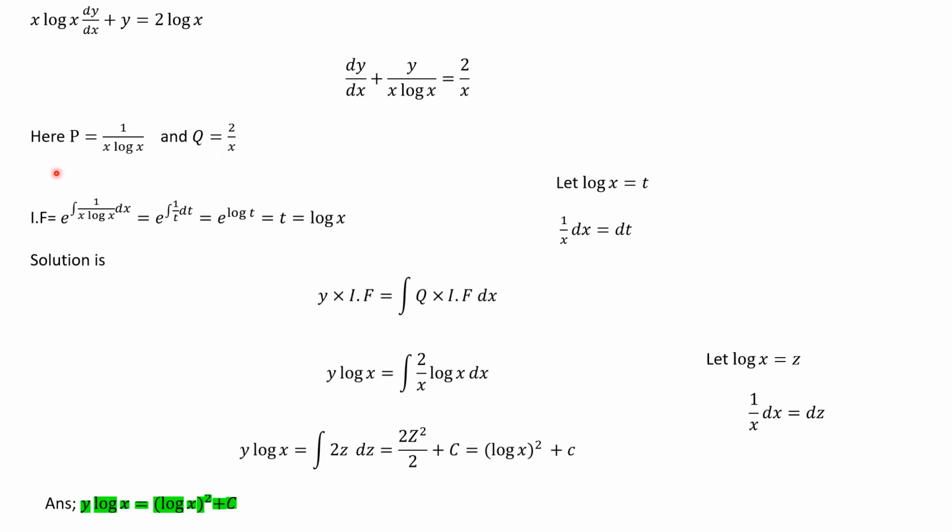Again we know that the integrating factor is e to the power integration of P dx. So by solving it we can find it as log x, and again we know that the solution is y into integrating factor is equal to integration of Q into integrating factor dx. So by putting the value of the integrating factor in this equation and solving it, we can get the solution as y log x is equal to log x whole square plus c.